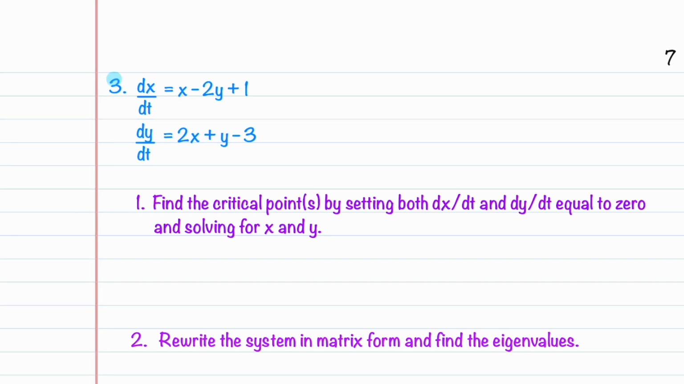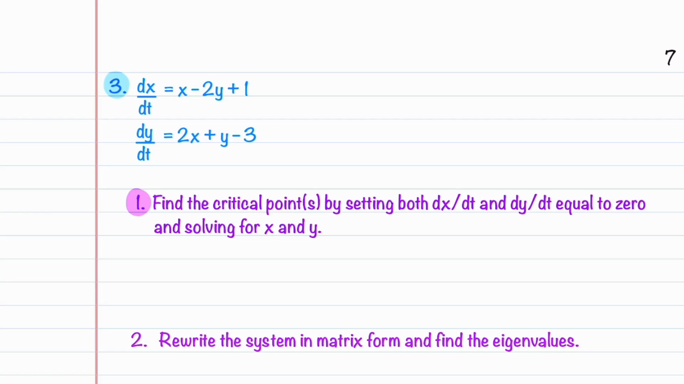Let's now look at our third example. We have the system of equations dx/dt is equal to x minus 2y plus 1, and then dy/dt is equal to 2x plus y minus 3. Notice in this one, we have an x and y in both equations. In step 1, we are going to find the critical points.